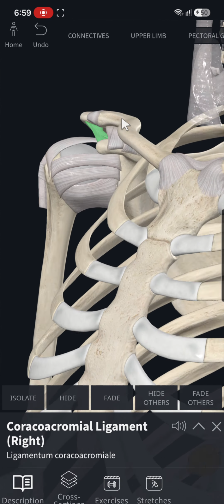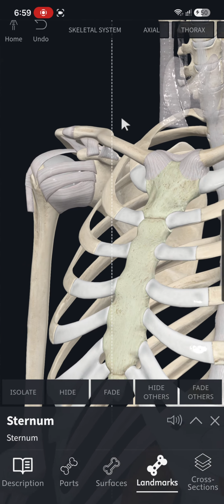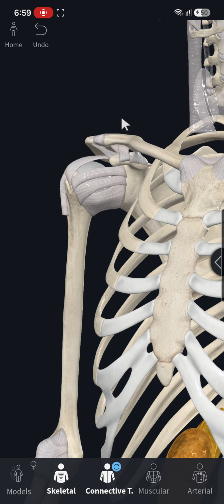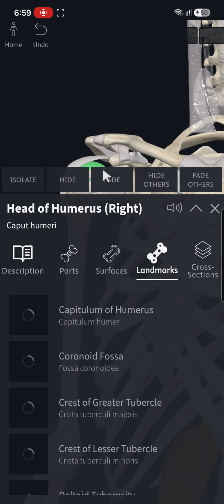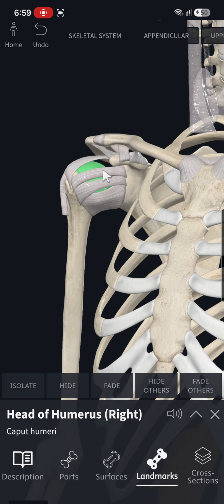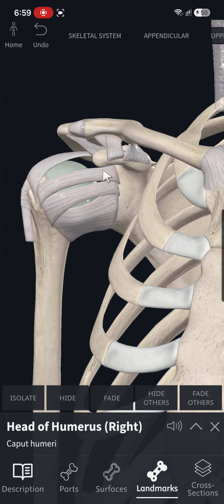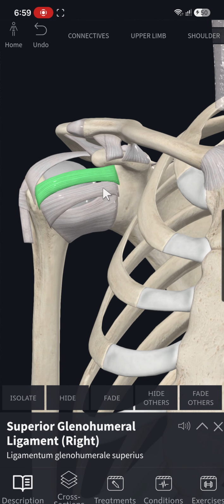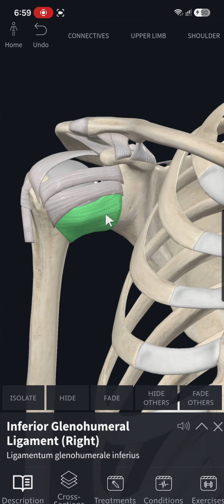Okay, now here are three ligaments that stabilize the shoulder anteriorly, and these are the superior, middle, and inferior glenohumeral ligaments. As you can see, the inferior glenohumeral ligament is a little bit redundant, a little bit loose, so that there is space to move the humerus upwards when we move our hands upwards.